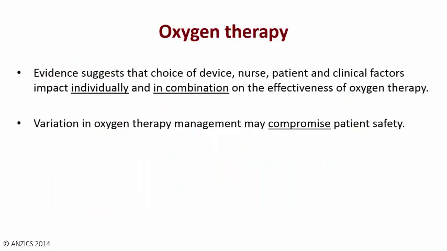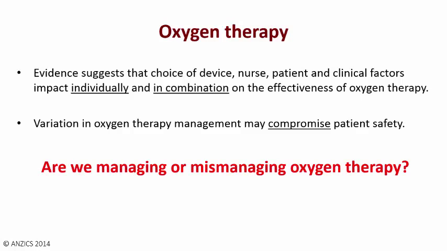So the aim of this research that I did, the background really, is that the evidence suggests that the choice of device, nurse characteristics, patient and clinical factors, both individually and collectively, impact the effectiveness of oxygen therapy. However, it is the variation in the management of oxygen therapy that may compromise patient safety. So really the question we need to ask is, are we managing oxygen therapy effectively or mismanaging oxygen therapy, because we could be achieving better outcomes?